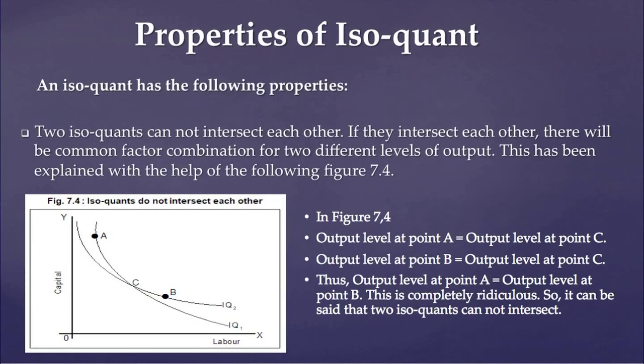Now, two isoquants cannot intersect each other. If they intersect each other, there will be a common factor combination for two different levels of output. This has been explained with the help of figure 7.4. In figure 7.4, you will see that the output level at point A is the same as the output level at point C. Similarly, the output level at point B is also the same as the output level at point C. Thus, the output level at point A is equal to the output level at point B. This is completely ridiculous, you will see. So it can be said that two isoquants cannot intersect.